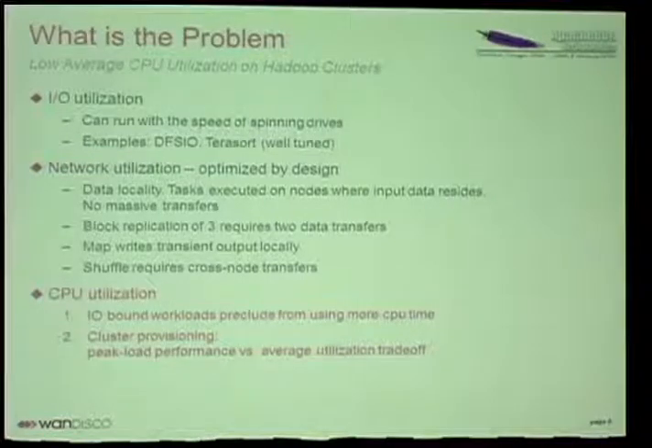But the real problem is CPU utilization. It's usually low. And what we think is the main reasons for low utilization is, first of all, IO-bound workloads. MapReduce and Hadoop in general is a framework for solving big data problems. And big data means a lot of data, right? So you need to read it in order to process. So that's why IO-bound workloads.